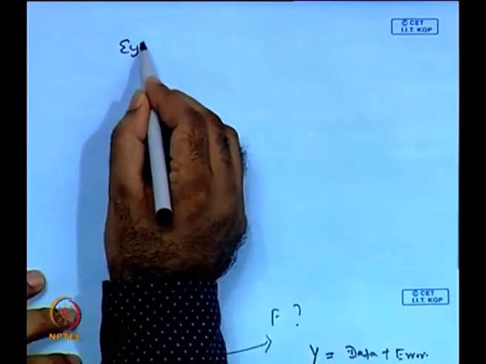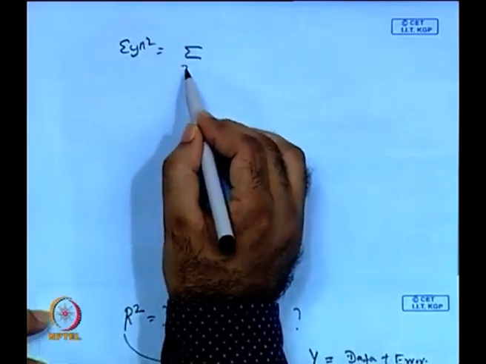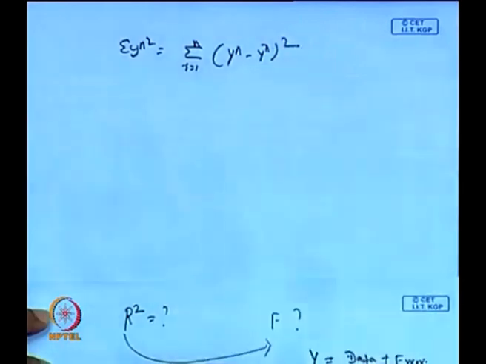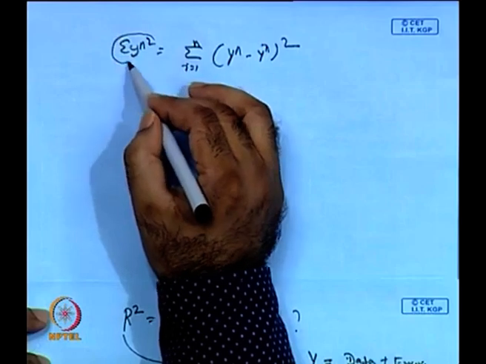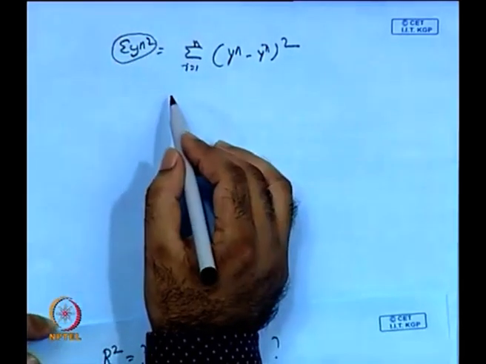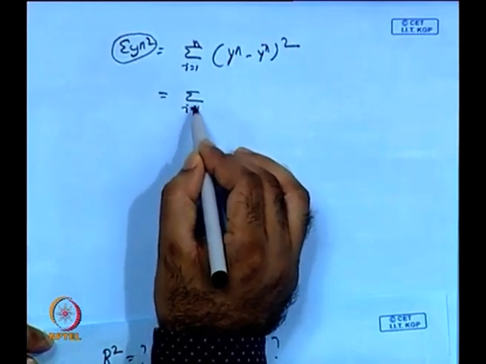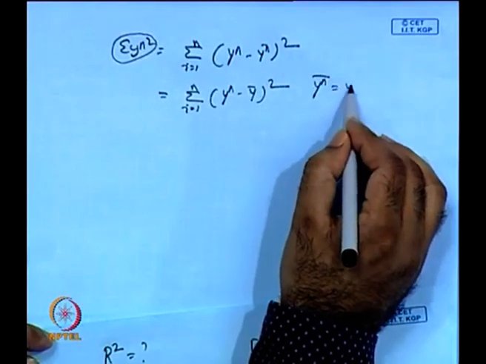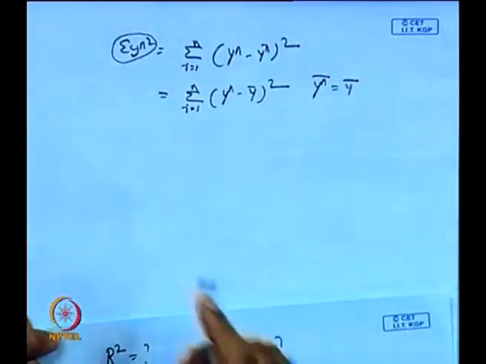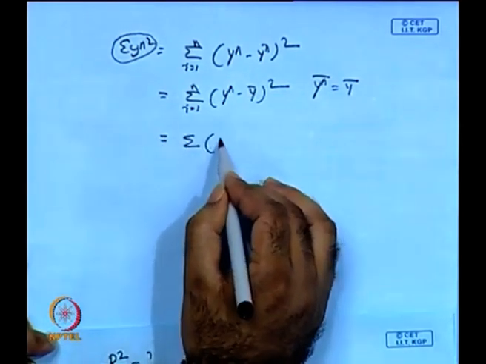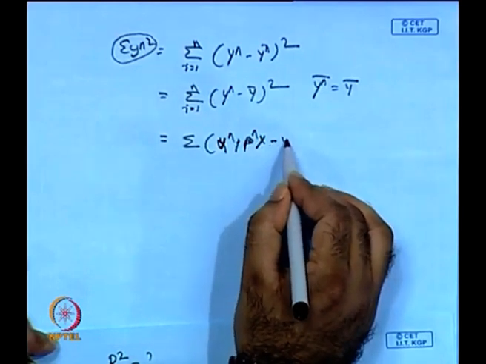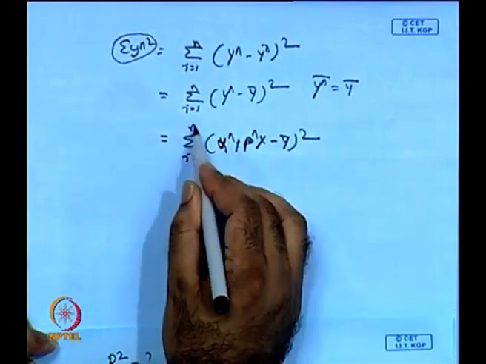So now our idea is here summation y hat square, which is nothing but summation i equal to 1 to n of y hat minus y hat bar whole squared. This is how we get summation y hat square, because this is in small deviation format. If we simplify further, this is summation i equal to 1 to n of y hat minus y bar whole square, because we know y hat bar is always equal to y bar. We discussed this long back. Simplifying further, this is nothing but summation of beta hat x minus y bar whole square, i equal to 1 to n.